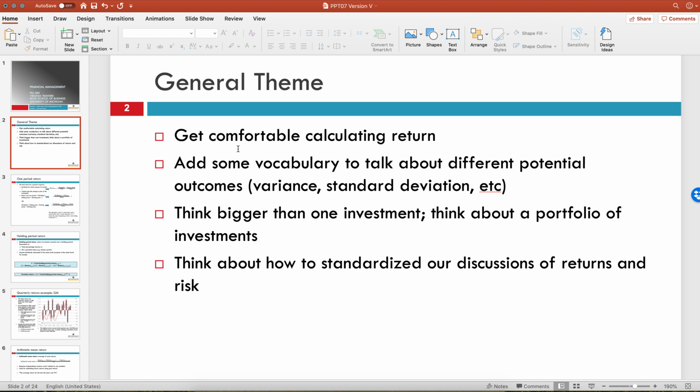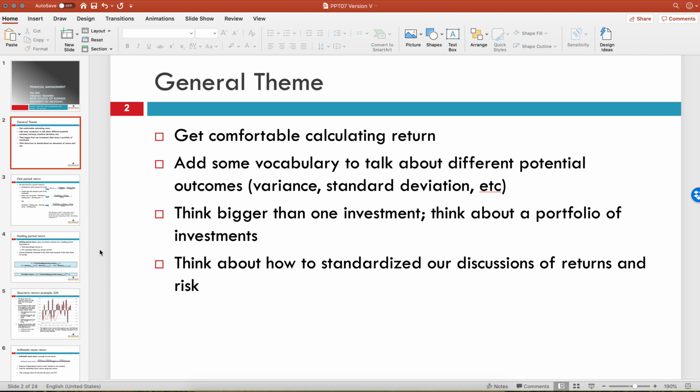The first thing is you're just going to have to get comfortable with calculating return. There's a lot of different ways that people calculate return. One of those that we talked about in class in the first part of the semester was like an IRR, but there's going to be a bunch of different ways to think about what a return is. We're going to add some vocabulary about potential different outcomes: variance, standard deviation, things like that. Those are ways of describing events that are disparate in a sort of holistic manner.